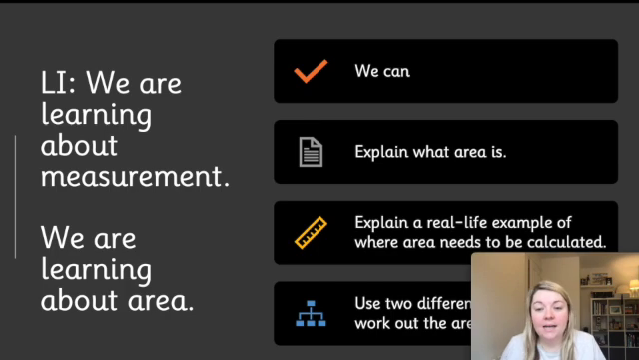And to be successful by the end of the lesson today, you will be able to explain what area is, explain a real life example of where area might need to be calculated, and you'll be able to use two different strategies to work out the area of a shape.